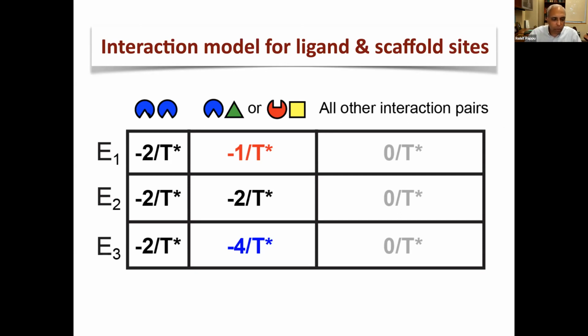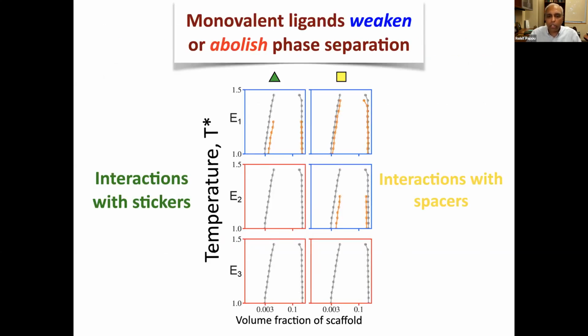And then the sticker-sticker interaction in units of reduced temperature will be, let's say, -2. And then we can titrate the strength of the ligand-to-scaffold interactions to be either half of the sticker-sticker interactions, equivalent to the sticker-sticker interactions, or stronger. Okay, so what we'll do is start to look at different types of ligands. The first thing we'll look at is what happens when we have monovalent ligands that interact with stickers, or monovalent ligands that interact with spacers.